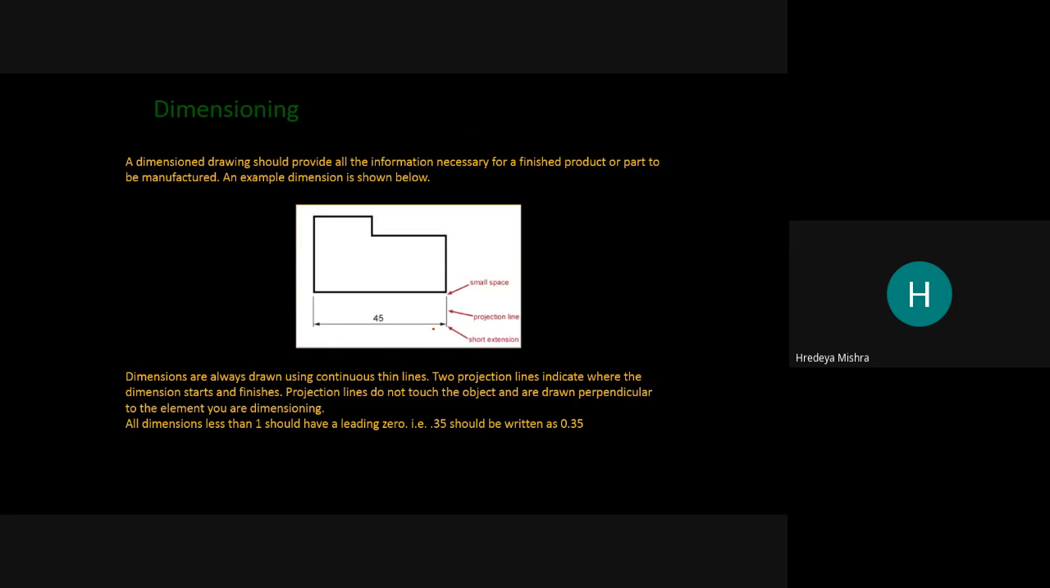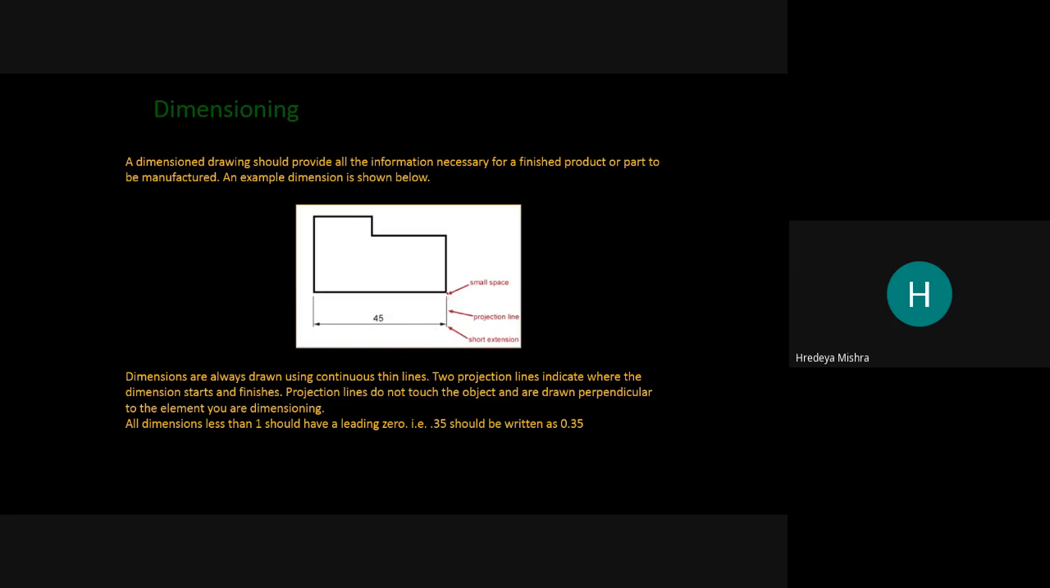So now, dimensioning. What is dimensioning? A dimensioned drawing should provide all the information necessary for a finished product or part to be manufactured. An example of dimensioning is shown below. See here, a dimension line is always with an extension line, and this extension line is provided for the dimensioning.